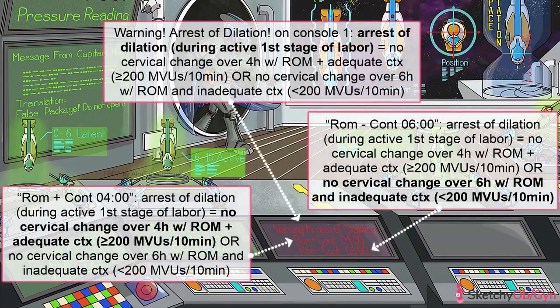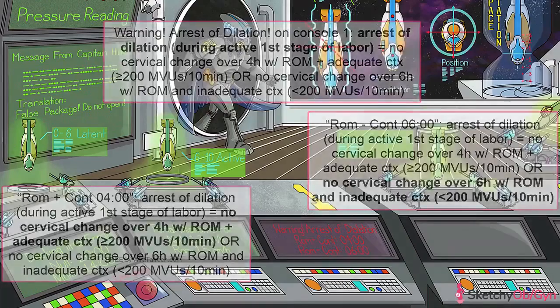Arrest of dilation is another type of abnormality of the active phase of labor. The definition of arrest of dilation is ruptured membranes plus either no cervical change over 4 hours with adequate contractions, which means contractions equaling at least 200 Montevideo units over 10 minutes, or no cervical change over 6 hours without adequate contractions. We've symbolized arrest of dilation with the warning message, "Warning, arrest of dilation," on console 1, since technically we're still in the first stage of labor. As you can see by the 3 screens on console 1, there are 3 possible abnormalities during the first stage: a prolonged latent phase, a prolonged active phase, and arrest of dilation.